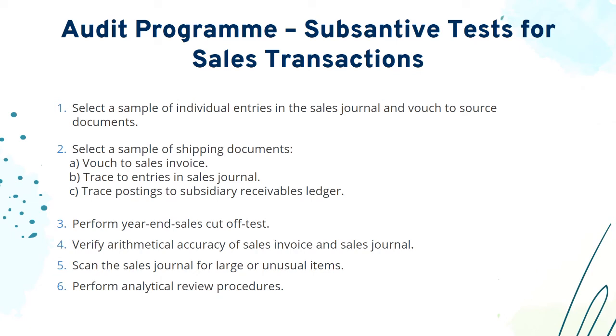Okay, next is auditor need to perform year-end sales cut-off test, and then verify arithmetical accuracy of sales invoice and sales journal. So this will avoid error in the sales journal. And then they need to scan the sales journals for large or unusual items. And the last one is perform analytical review procedures. Okay, so auditor need to do a final review.